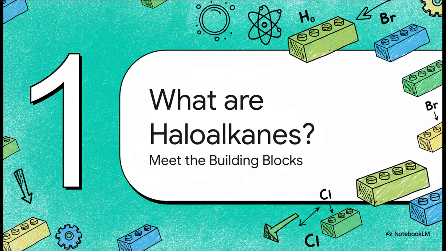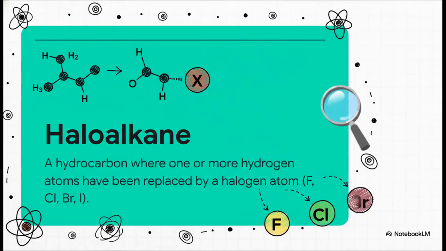Okay, so what exactly are these crucial chemical Legos? Let's break it down and get a real clear definition. The concept is actually beautifully simple. You start with a basic hydrocarbon, just a molecule made of carbon and hydrogen. Then you just swap out one or more of those hydrogen atoms for a halogen atom, you know, fluorine, chlorine, bromine, or iodine. And that's it. That's literally all it takes. You've just made a haloalkane. But that one tiny swap, that's the key. It completely changes the molecule's personality and everything it's capable of doing.